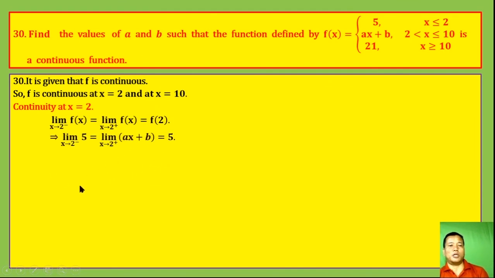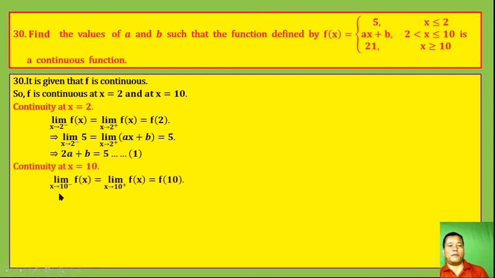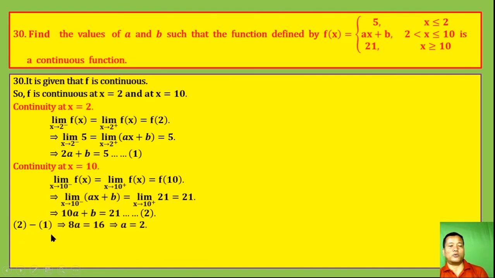After simplifying the function values, we get an equation in a and b, that is equation 1. Continuity at 10 gives left hand limit at 10 equals right hand limit at 10 equals f of 10. Simplifying the function value and limits, we get an equation involving a and b, that is equation 2. Solving equations 1 and 2, we get a equals 2 and b equals 1. Therefore a equals 2 and b equals 1.